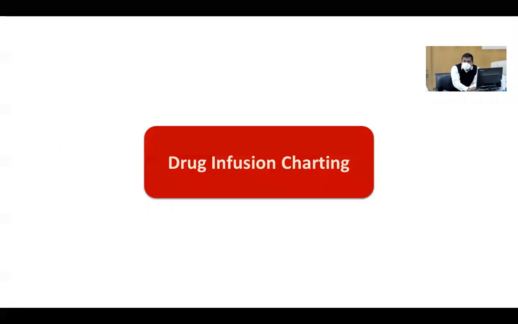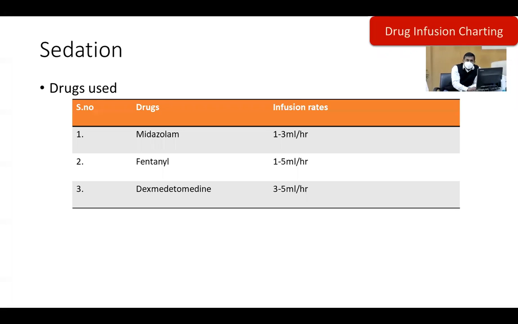We have covered the ventilation and insulin right now. And now we will be moving ahead with the drug infusion charting. This is a very important parameter in the ICU. Commonly, we go for sedation and inotropes and other few important life-saving drugs. And let's see about the sedation. Commonly used drugs are midazolam, fentanyl, and dexamethasone. And the infusion rates are commonly 1 to 3 ml, 1 to 5 ml, 3 to 5 ml, respectively.